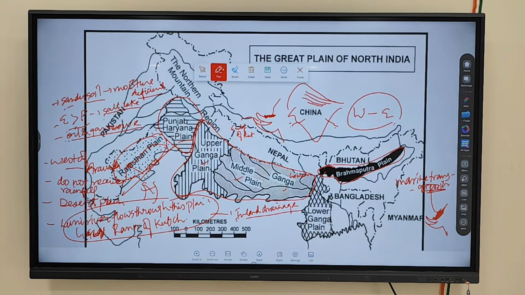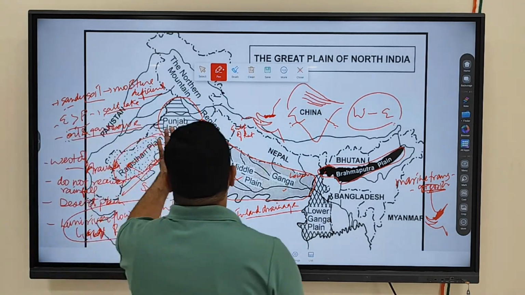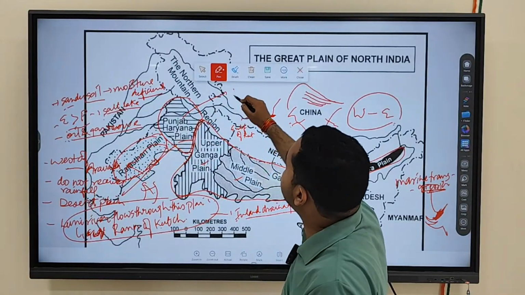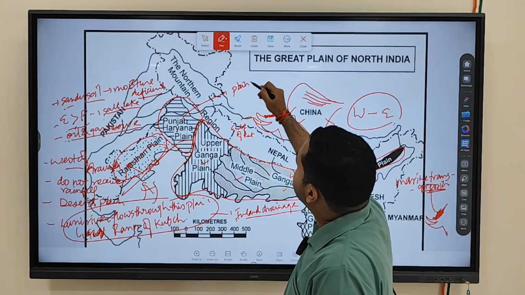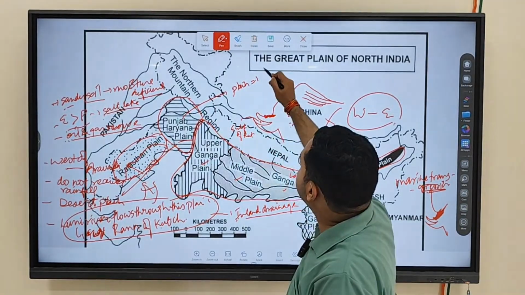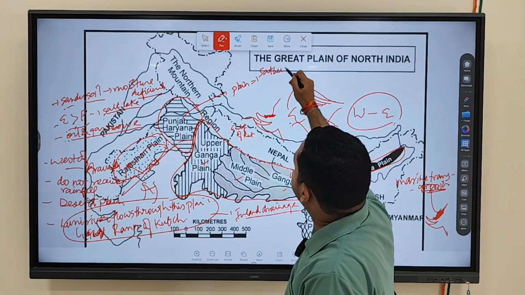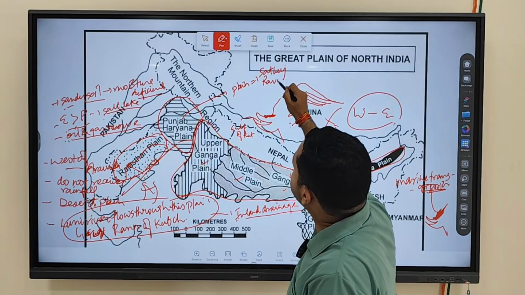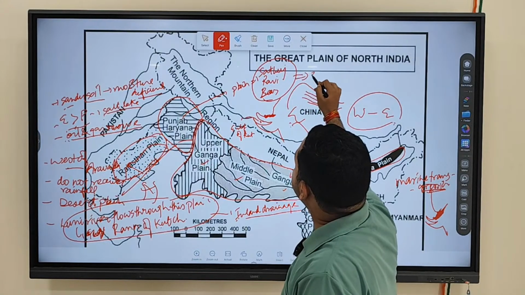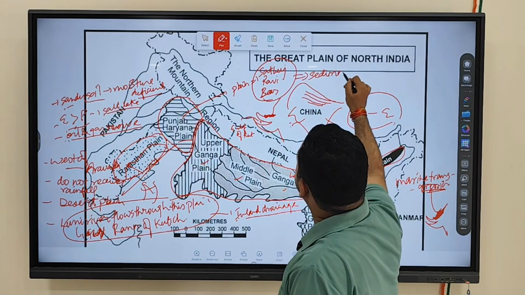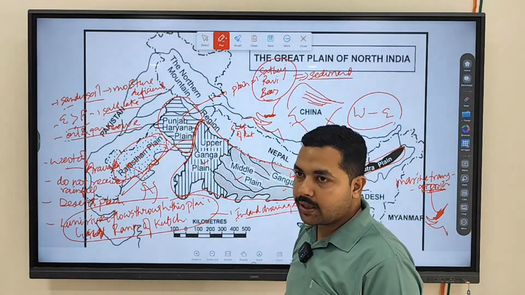The second important plain that you are finding is what? Punjab plain. As we discussed here also, this plain is being formed due to three major rivers. Sediment deposited by which river? Satluj river, Ravi river and Beas river. So these plains have been formed due to sediment deposited by whom? Sediment deposited by Satluj, Ravi and Beas river.